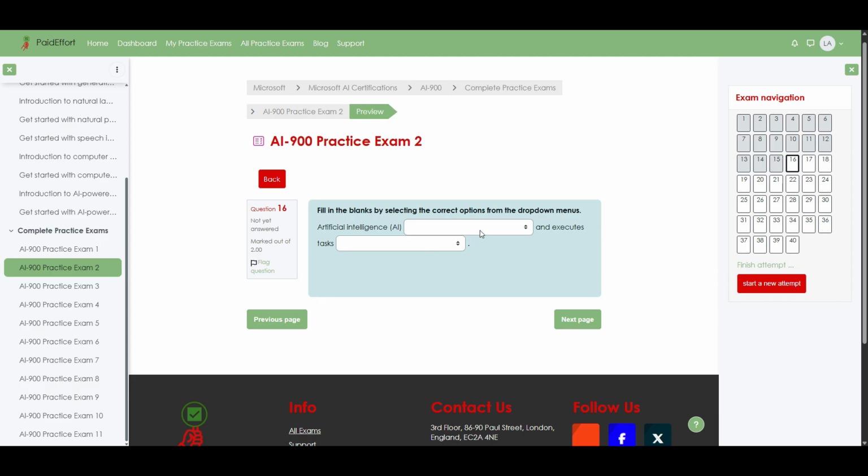Fill in the blanks by selecting the correct options from the drop-down menus. Artificial intelligence, AI, interacts with its environment and executes tasks without explicit output instructions. Let's break down why these are the correct choices.